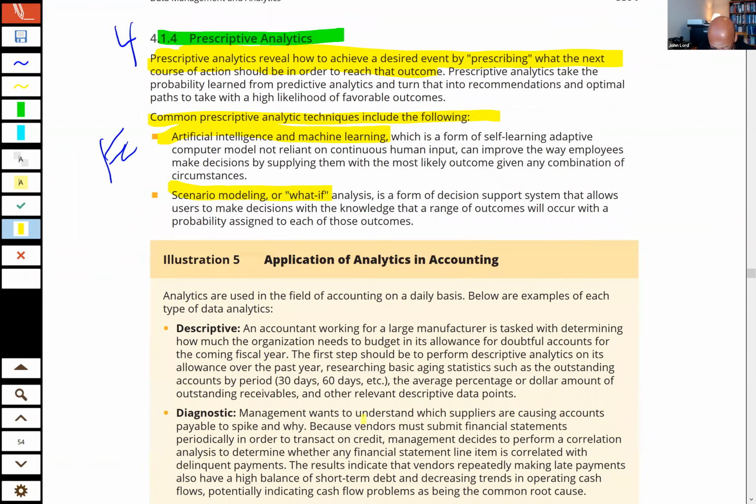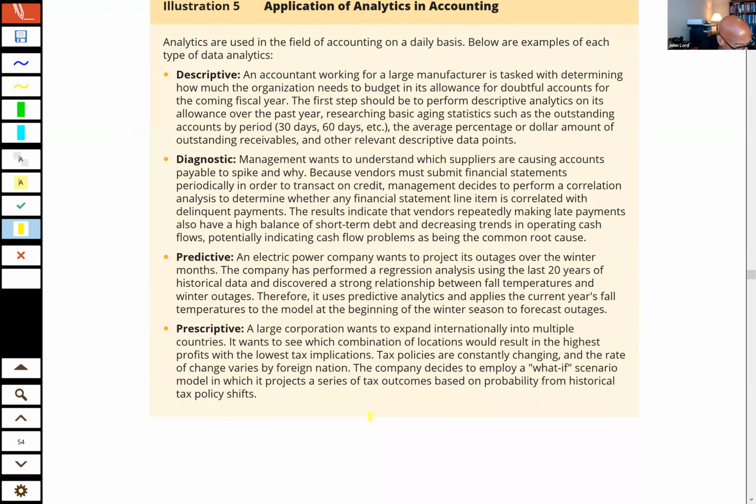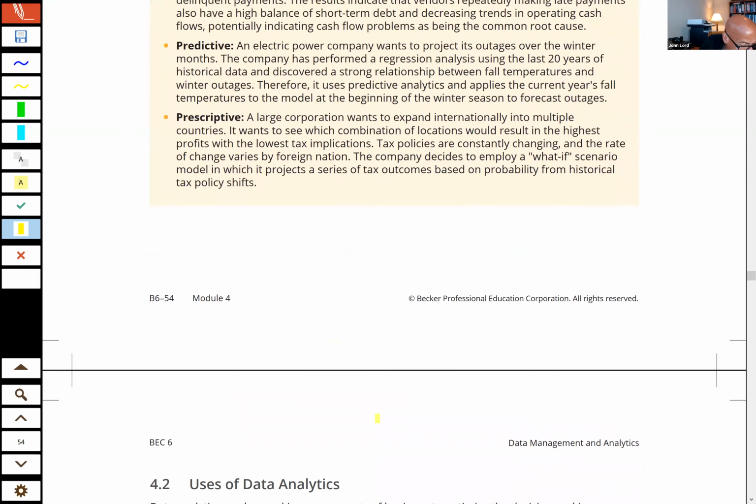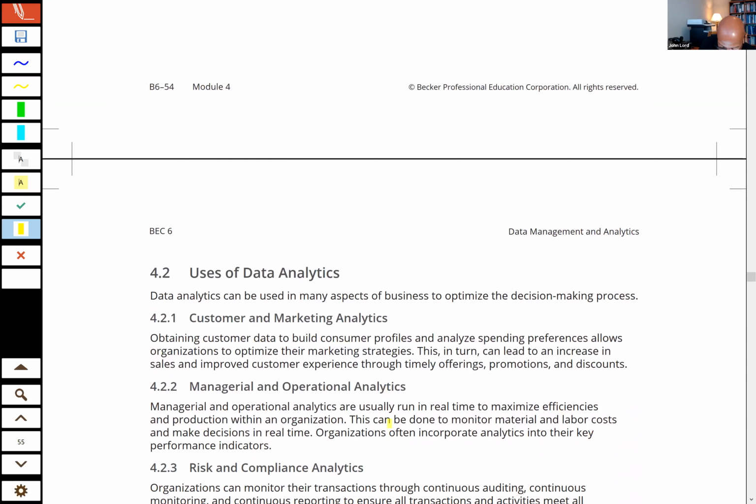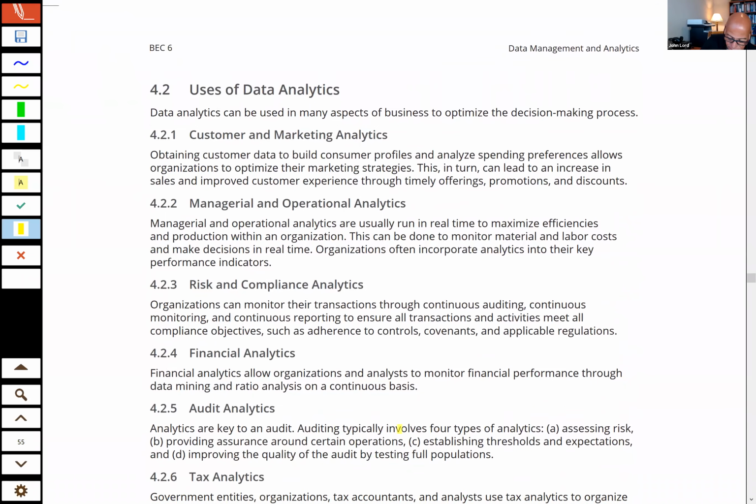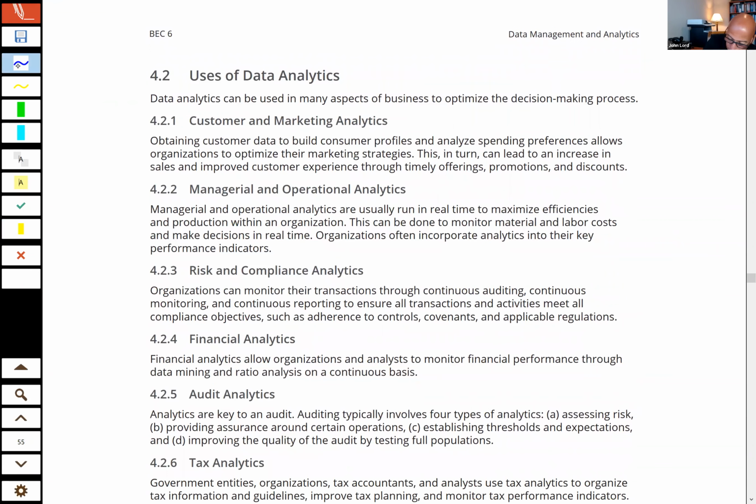Coming over and taking a look at common uses of data analytics, why don't we go ahead and flashcard these at a high level? I think some of these are very self-explanatory. For example, we can use it for customer marketing analysis. We can use it for managerial and operational analytics. I've already talked about the application for coming up with a predetermined overhead rate.